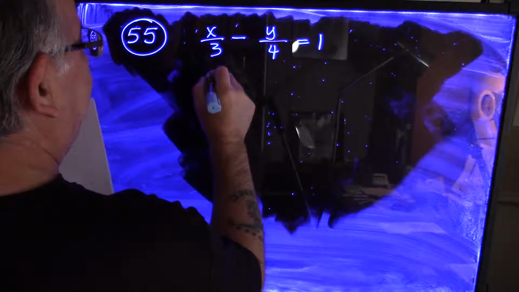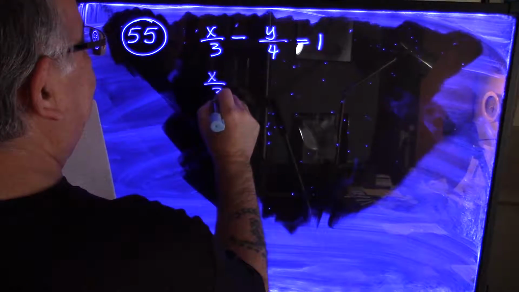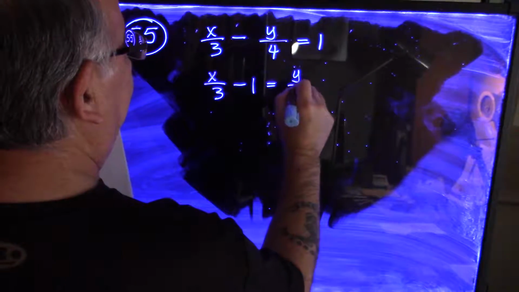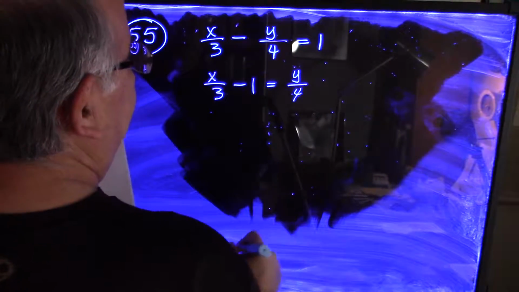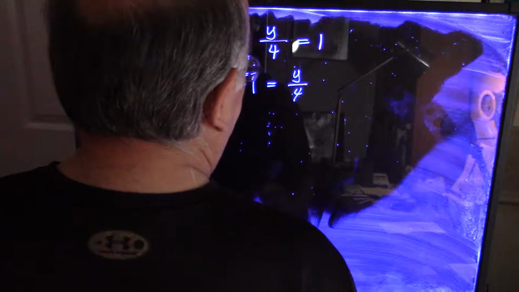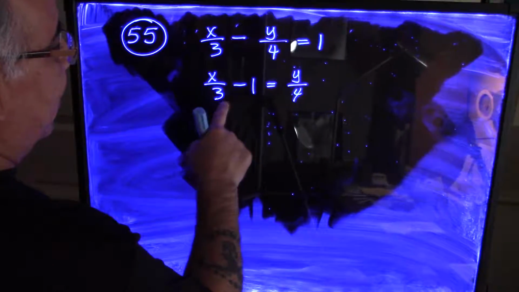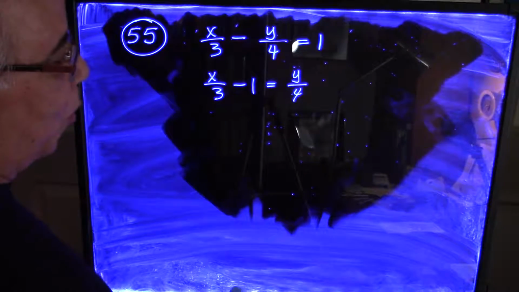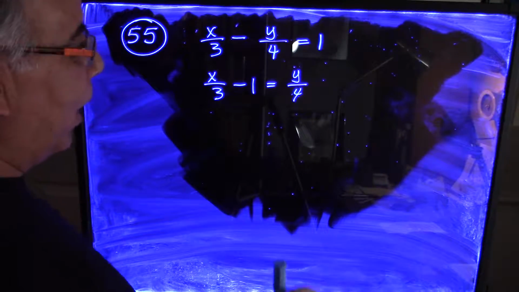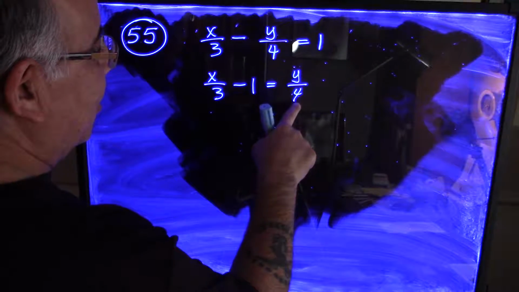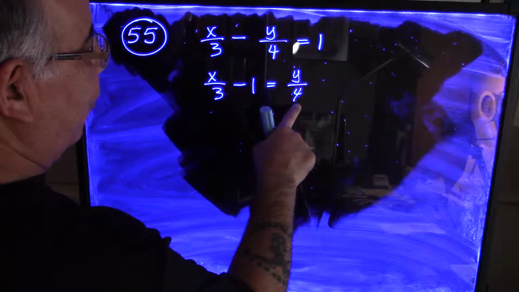So you've got x over 3 minus 1 equals y over 4. Alright. And now, you don't want to multiply both sides by the common denominator of these two, because you're just making more work for yourself. What I want is the y to be by itself. So I just multiply both sides by 4. That'll clear that 4 out of there.